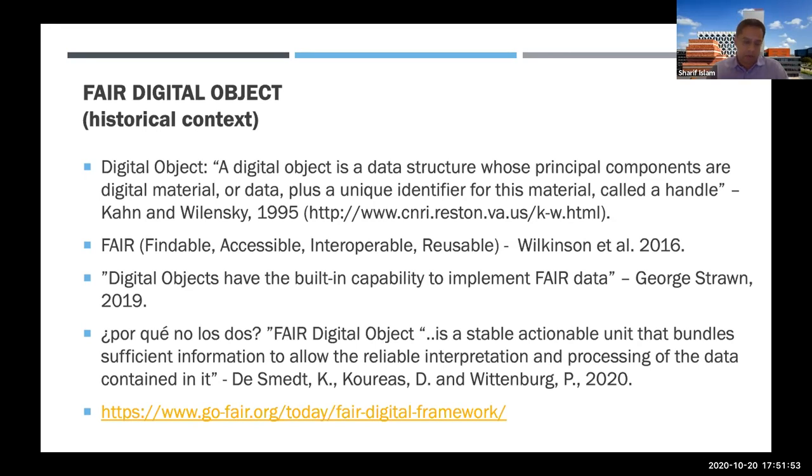And then recently people in the global community started looking into the fact that digital objects have this built-in capability to implement FAIR data. So why not both? We look at this idea of a FAIR digital object, which is basically a stable, actionable unit that bundles sufficient information to allow reliable interpretation and processing of the data. What is important here, and this is also the beauty of this architecture, is this idea of stable, sufficient interpretation. It will vary based on the context. Different community, different workflow, and this architecture gives us the flexibility to do this for a specific thing. So sufficient information for one specimen might be different for another specimen or another workflow. So we need to accommodate those multiple scenarios as well.